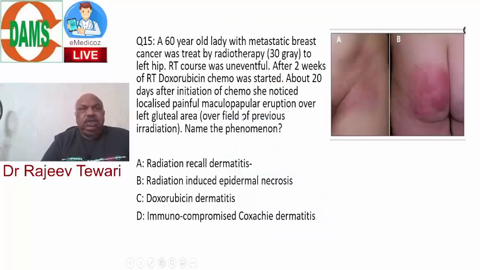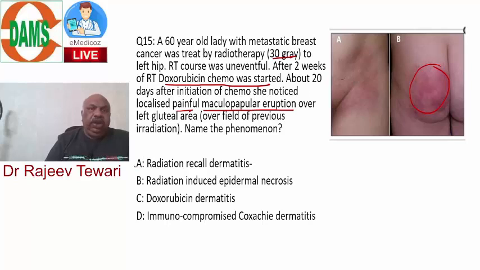A 60-year-old lady with metastatic breast cancer was treated by radiotherapy, 3,000 rads or 30 gray, to the left hip area. The radiotherapy course was uneventful. After 2 weeks of radiotherapy, doxorubicin chemo was started. After 20 days, she developed a localized painful erythematous maculopapular eruption over the left hip area. What is this phenomenon known as? This is called radiation recall dermatitis.